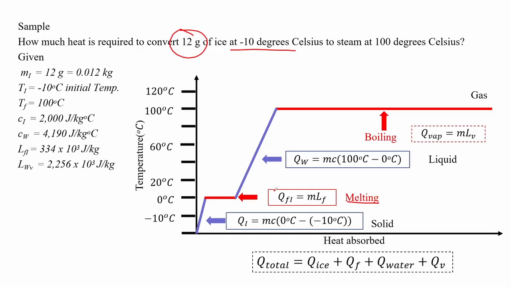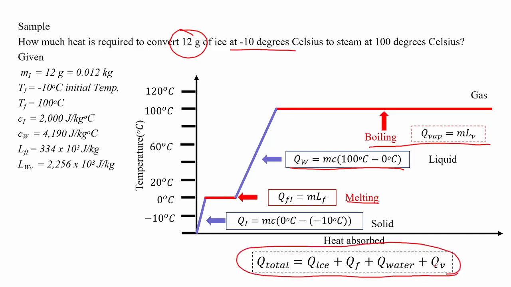Then we raise the temperature of this converted water to 100 degrees where water becomes gas. Then for the process of boiling of water to gas, we have the latent heat of vaporization equation. So, the total energy is given as the sum of these 4 processes as shown in the equation here.